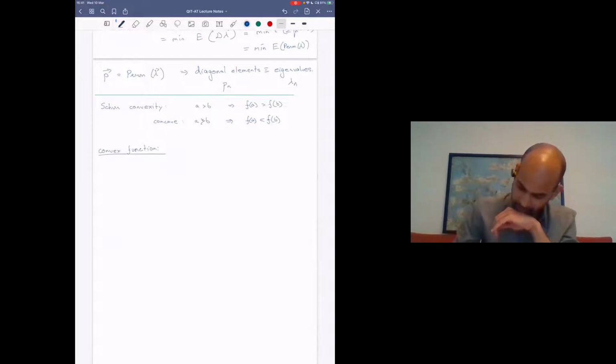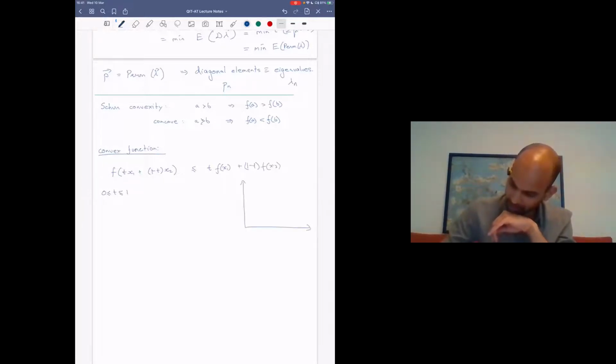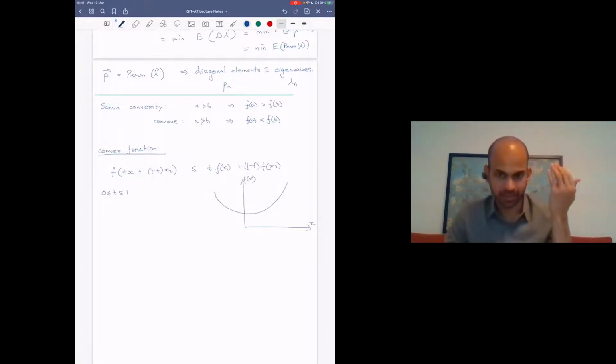analysis is a function such that f of t x1 plus (1 minus t) x2, where 0 is less than or equal to t, less than or equal to 1, is less than or equal to t f of x1 plus (1 minus t) f of x2. And if you think of it as a graph, f of x versus x, these are the functions that have positive curvature. That second derivative is always greater or equal to 0, for example.